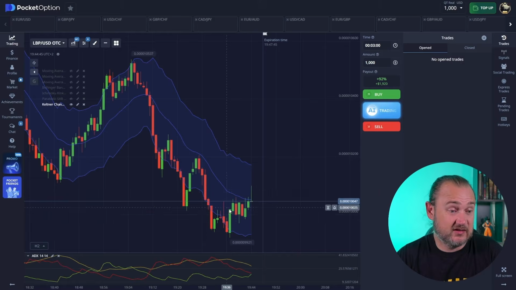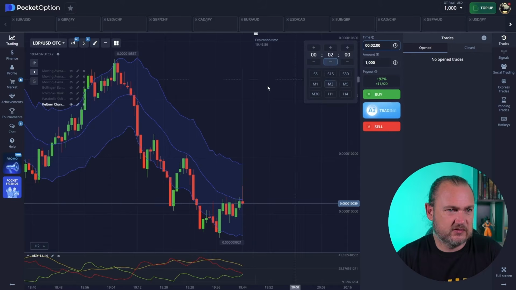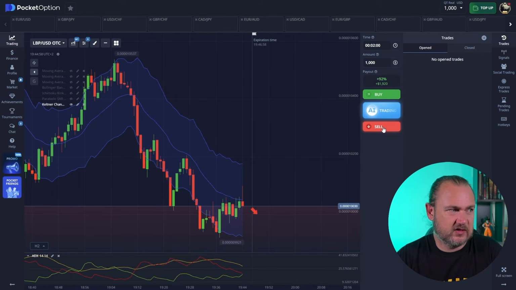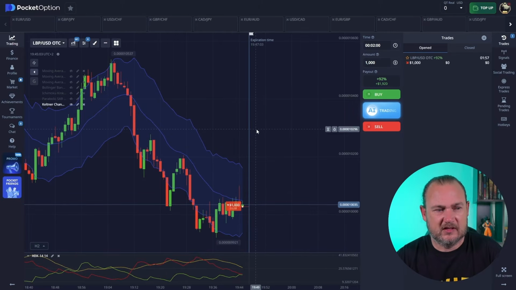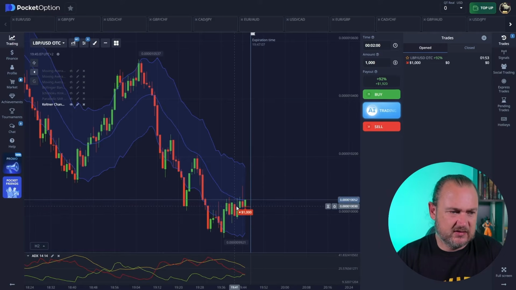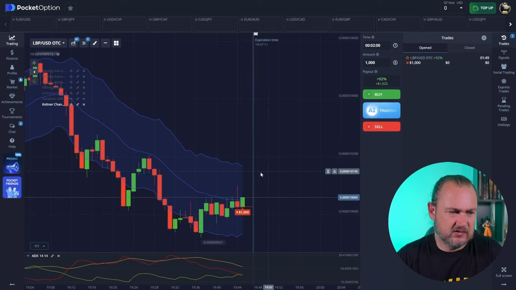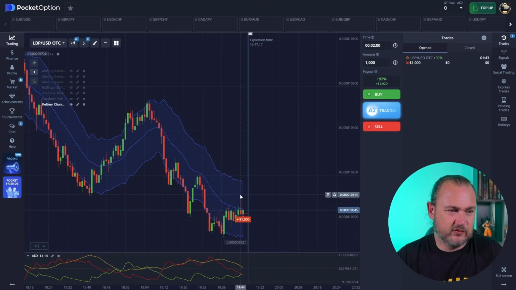This actually looks like a decent rejection. I'm definitely going to go with this. I'll just make it a 2-minute sell on the close of the candle. There we go. And we'll see what happens. This does look like a decent rejection of the Keltner channel here. Even though I did look at this earlier and I said I didn't trust the green candles, but we'll see how it goes. That was before we had this beautiful red candle coming back down all the way.